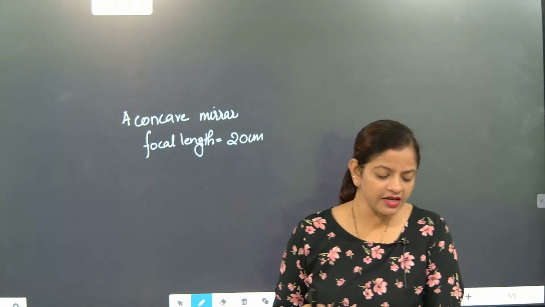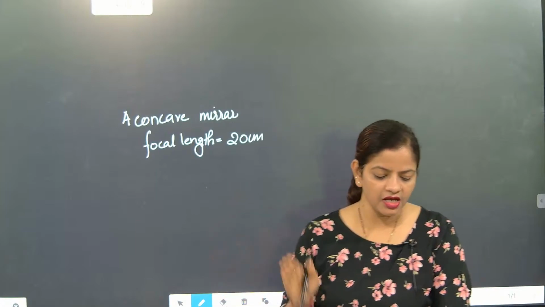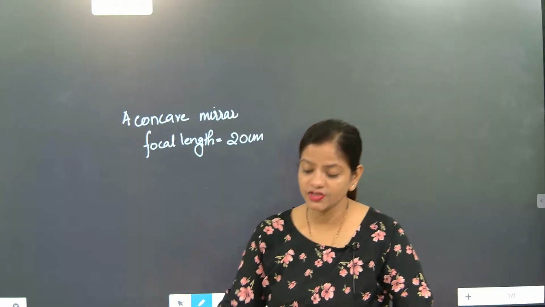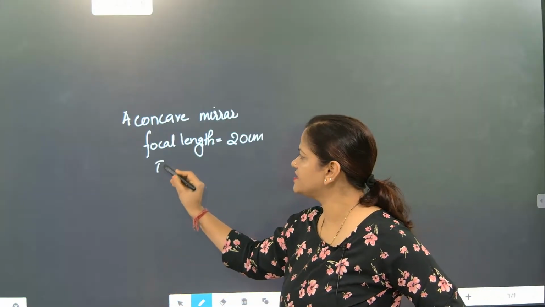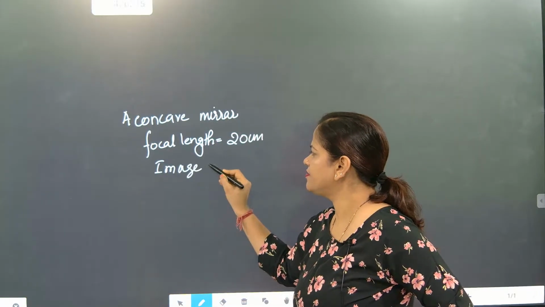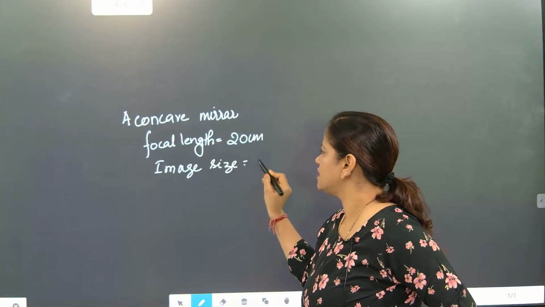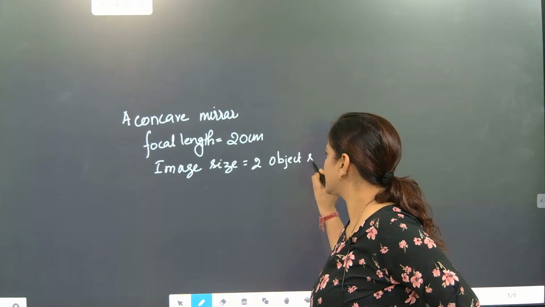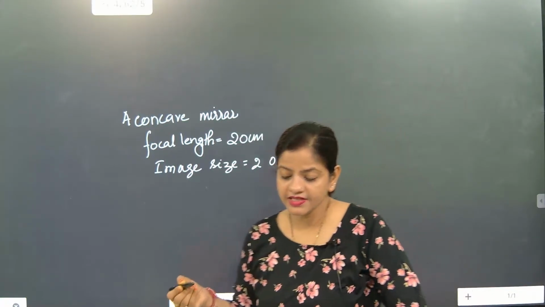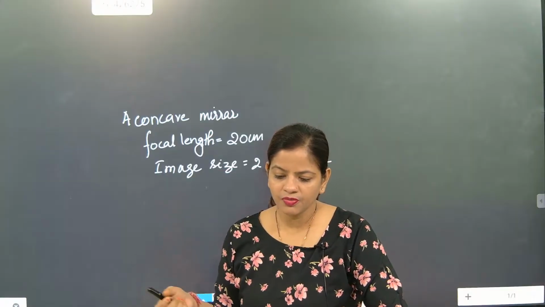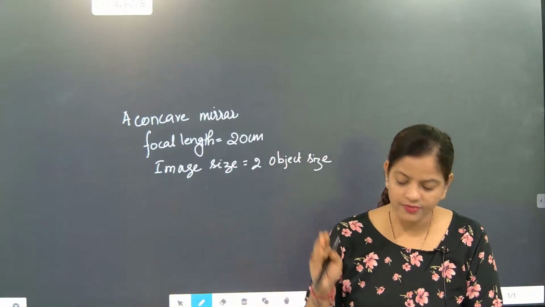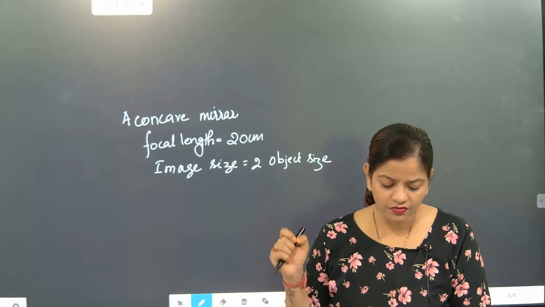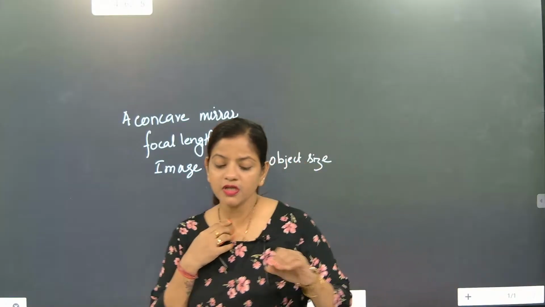So it is exactly given that the focal length is 20 centimeter, and it forms an image having twice the size of the object. Now, image size is 2 times the object size. Okay, image size is 2 times the object size. Next, for the virtual position of the image, what is the object place?